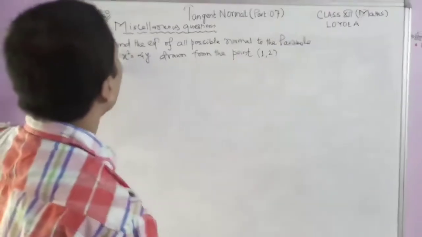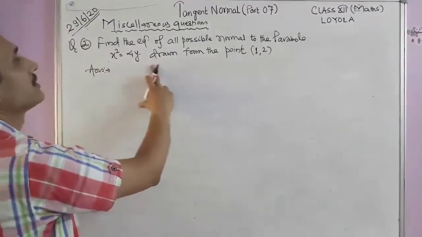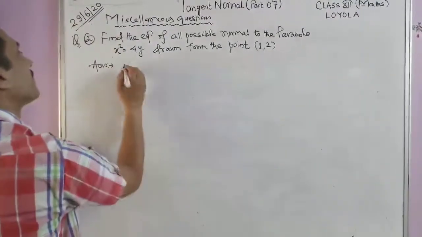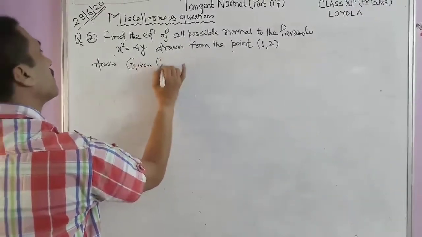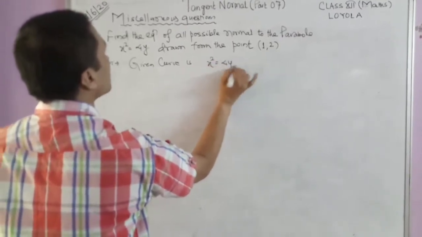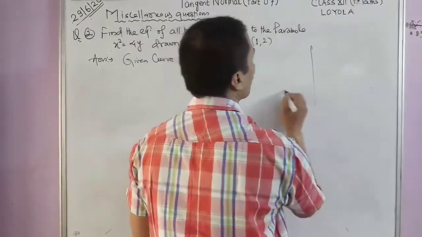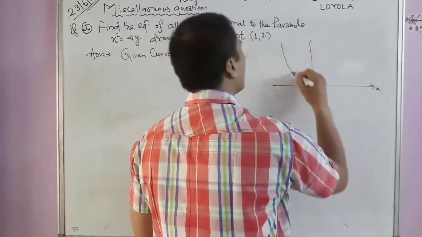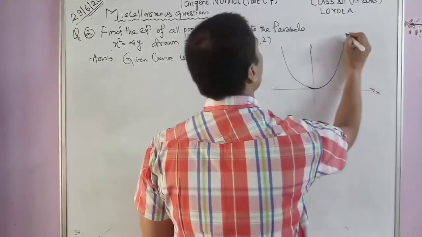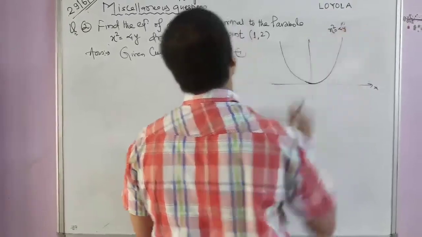The second question is: find the equation of all possible normals to the parabola x square equal to 4y drawn from the point (1, 2). Here the given curve is x square equal to 4y. We know this is the equation of a parabola, x square equal to 4y.